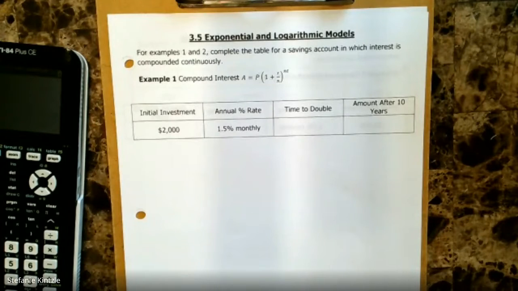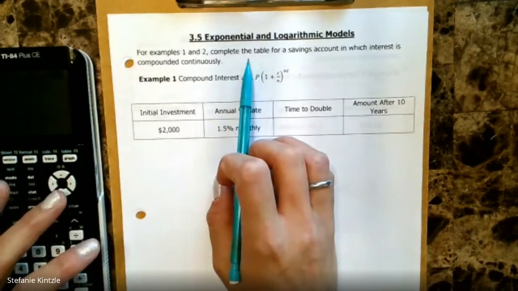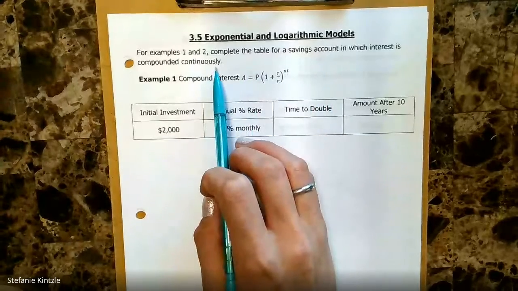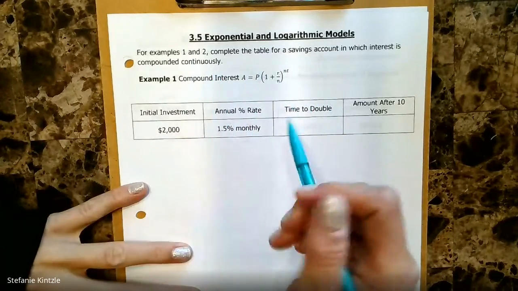Compound interest and continuous compounding formula that we learned in section 3.1. And then we're also going to use our logarithmic properties that we learned in section 3.3 and 3.4. So we're just combining two things that we already know. So for examples 1 and 2, complete the table for a savings account in which interest is compounded continuously.